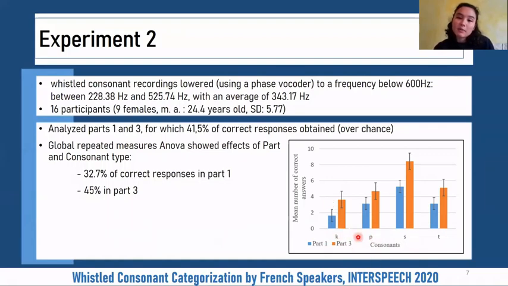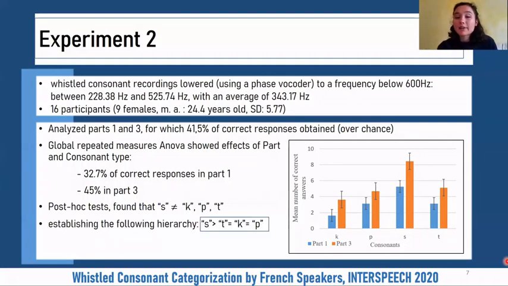For each consonant, participants obtained more correct answers in part 3 than part 1. So this increase in the percentage of correct responses is very clear in this diagram. Using the post hoc tests, we found that S was different from K, P, and T, which allows us to establish a different hierarchy than in experiment 1, which is that S was better recognized than T, K, and P, which were recognized approximately the same. And this really shows the dominance of S compared to the other consonants, which wasn't necessarily the case in experiment 1.